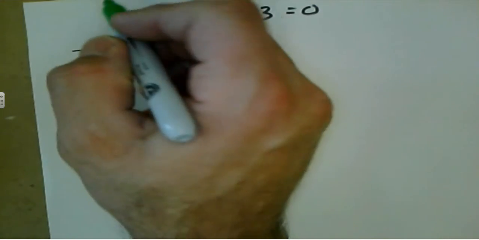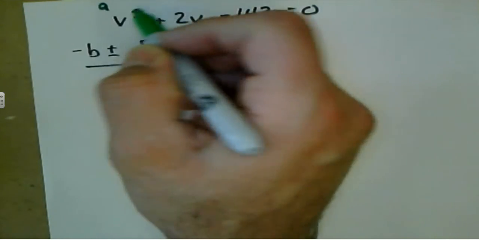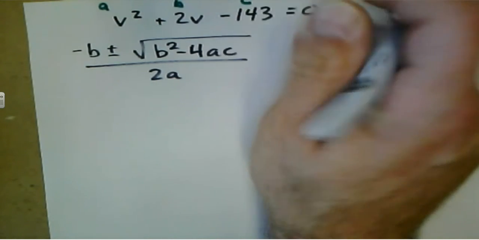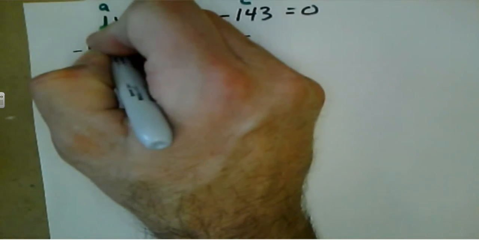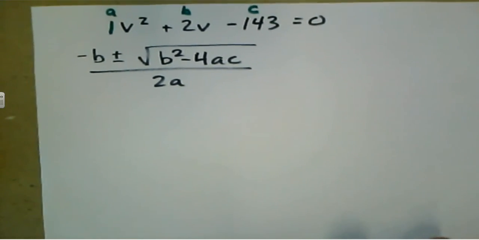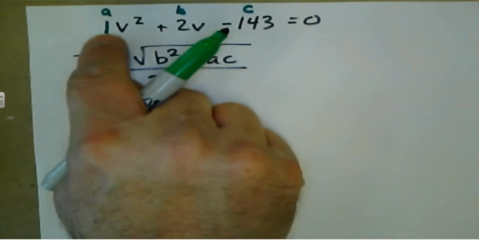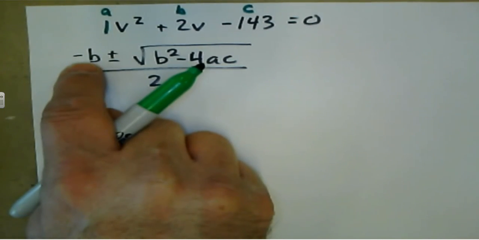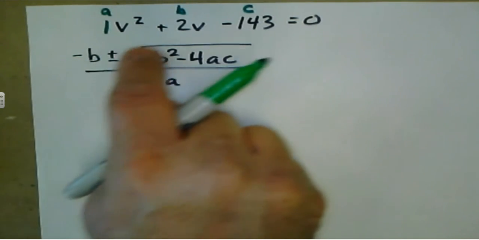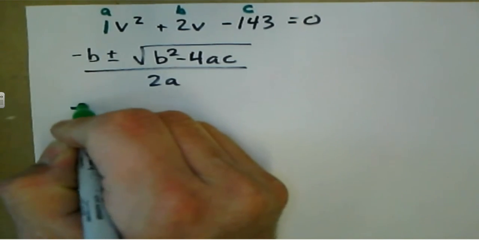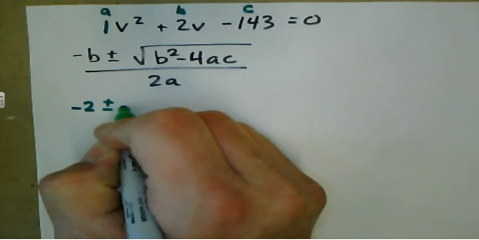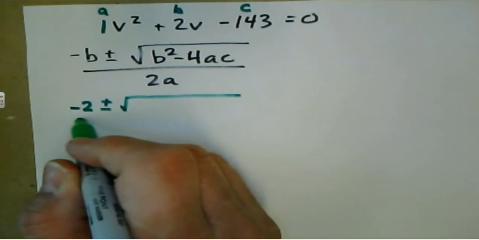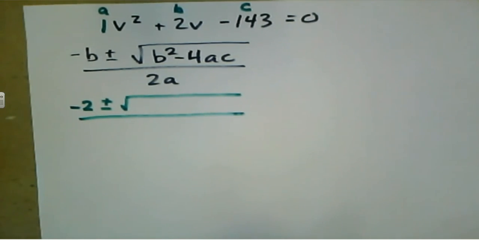So once again, this is the A because it's the squared. This is the B because it's a V, just a regular, and this is the C because it doesn't have a variable. By the way, that's a 1 out there. Does everybody see that? That's a 1 out front. So just take it one piece at a time. The opposite of B. B is 2, so it's -2. Bring the plus, the minus, the radical. Hell, you can throw the line in there for right now.